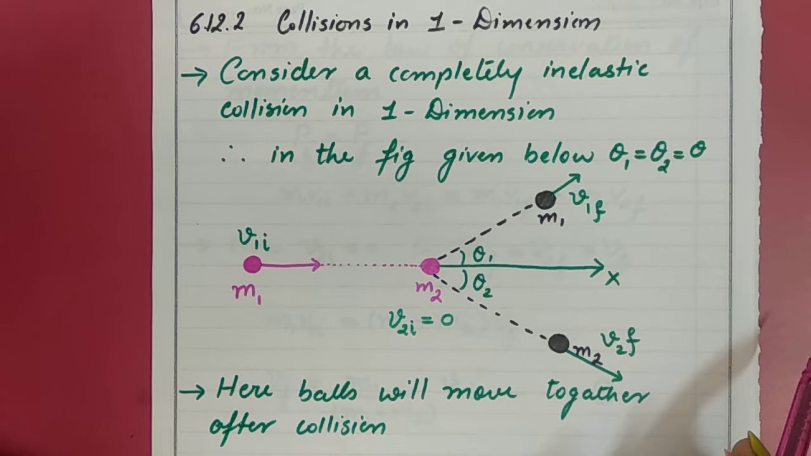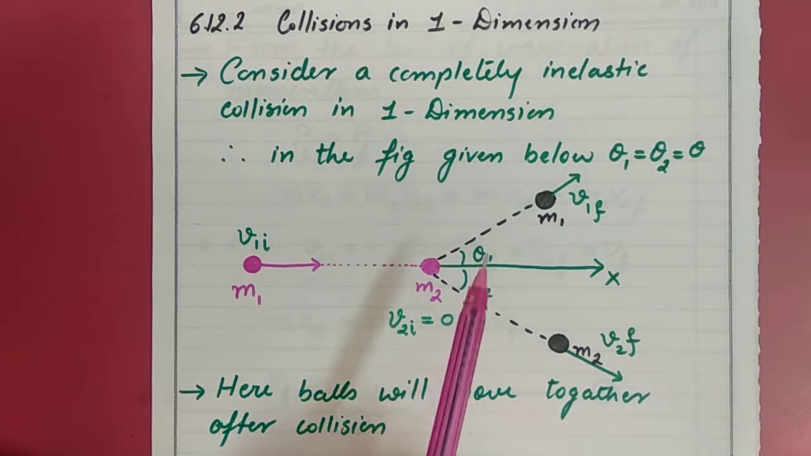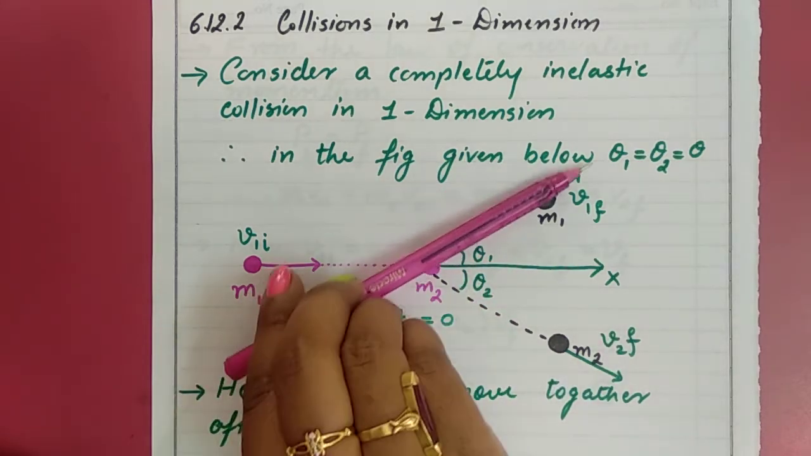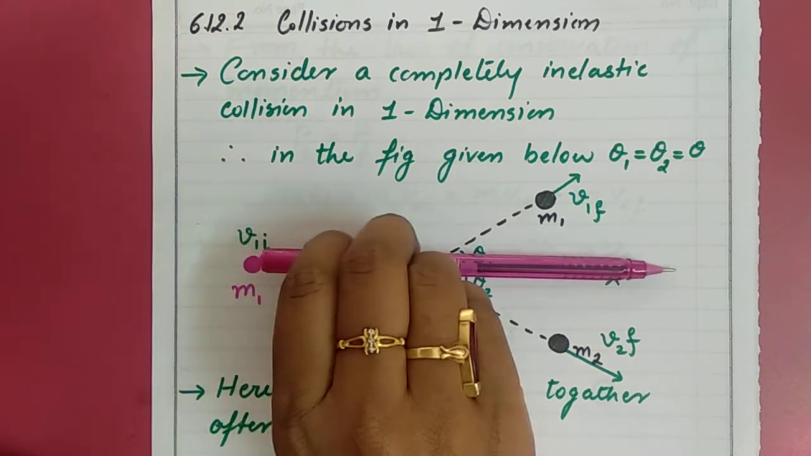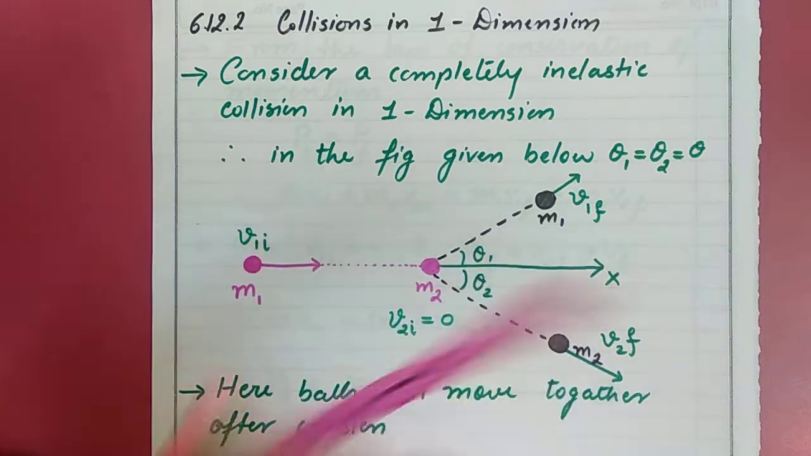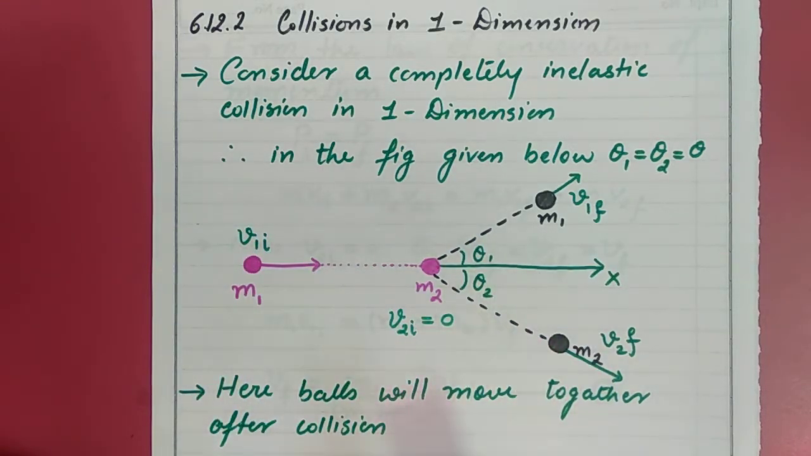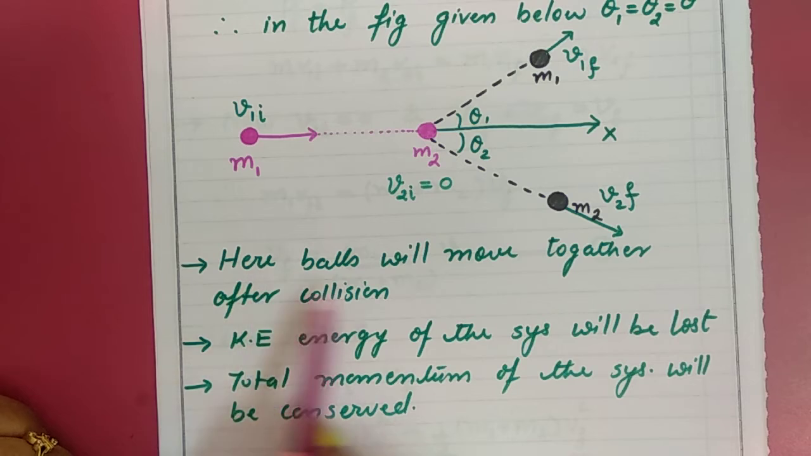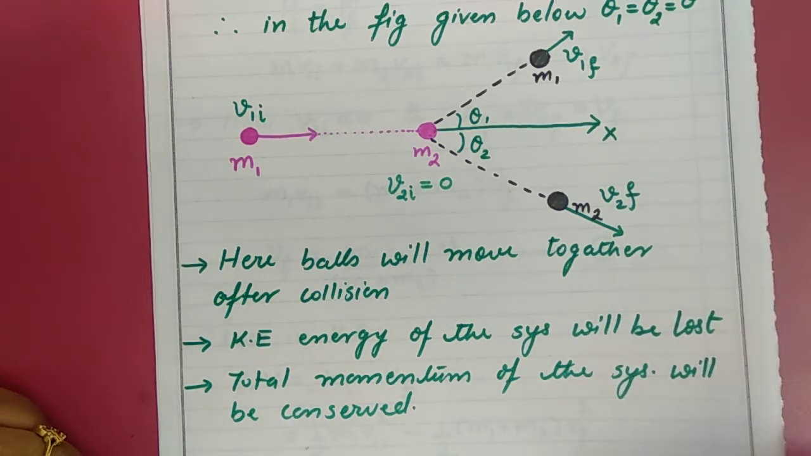And if both the balls are moving together, then in this figure, what about theta 1 and theta 2? These angles will be 0. If this ball is moving in this direction, and the same way this ball is also moving in this direction, then angles theta 1 and theta 2 will be 0. Now remember these 3 points: both the balls move together after collision, kinetic energy of the system will be lost, and total momentum of the system will be conserved.